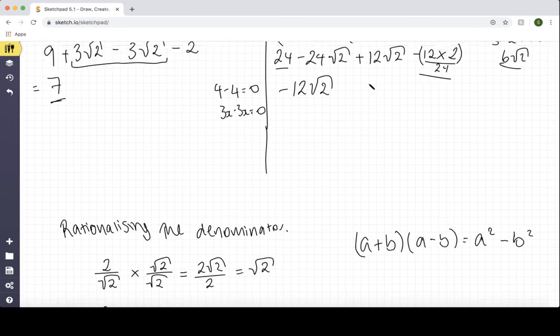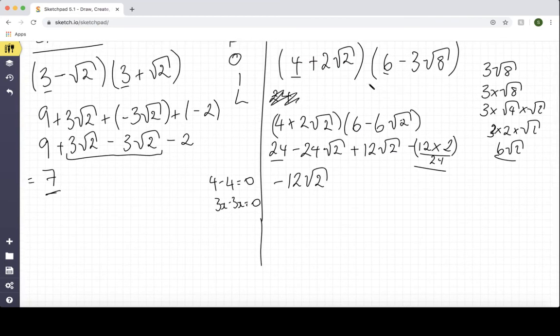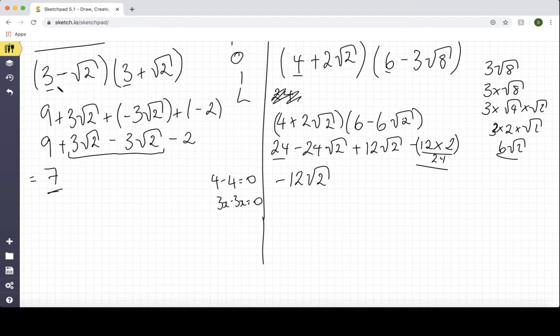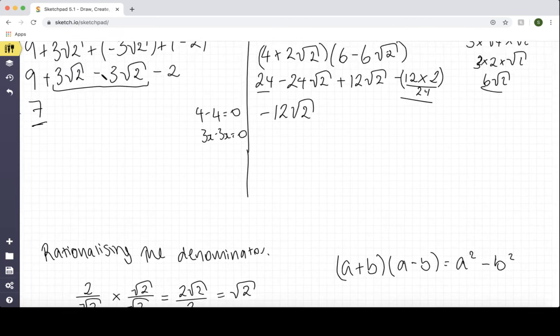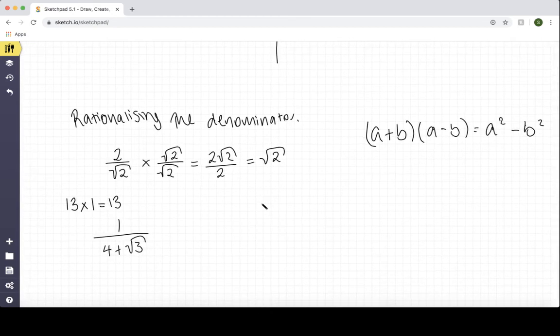So for this example up here, I can't have them both on screen, but your a is your 3 and your b is your square root of 2. So you have a plus b times a minus b, which gives us a squared, which is 9, minus b squared, which is square root of 2 squared, which is 2. So you have 9 minus 2, which is 7.